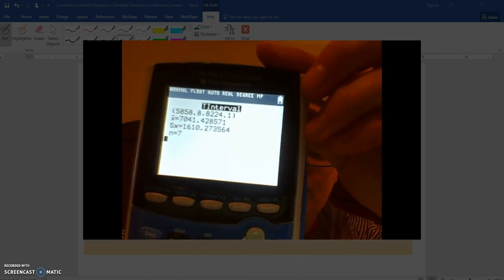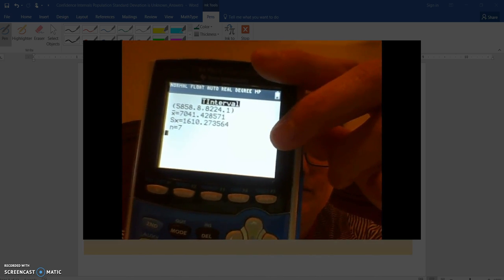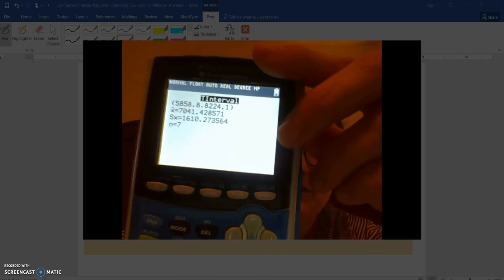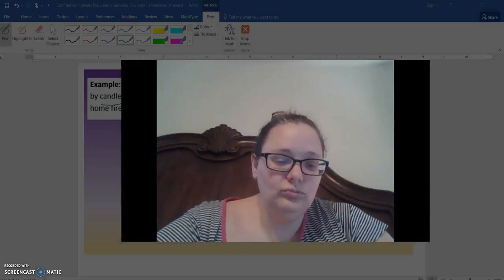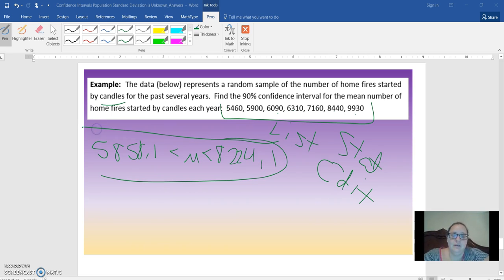And so it'll be between 5858 and 8224, a wide range. After it does that, it tells you the mean, the sample standard deviation, and how many there were. Yeah, 90%. These are all whole numbers, so I just need to go to the tens. 5858.8 to 8224.1. All right, so that's as an interval.